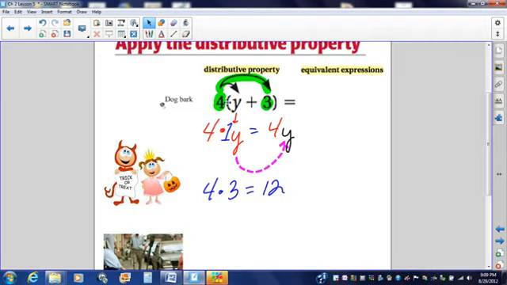You can think of it as trick-or-treating. The y gets a piece of candy, and the 3 gets a piece of candy. You have to give candy to both trick-or-treaters. Your trick-or-treaters are the letter y and 3. You have to multiply both of these by 4.